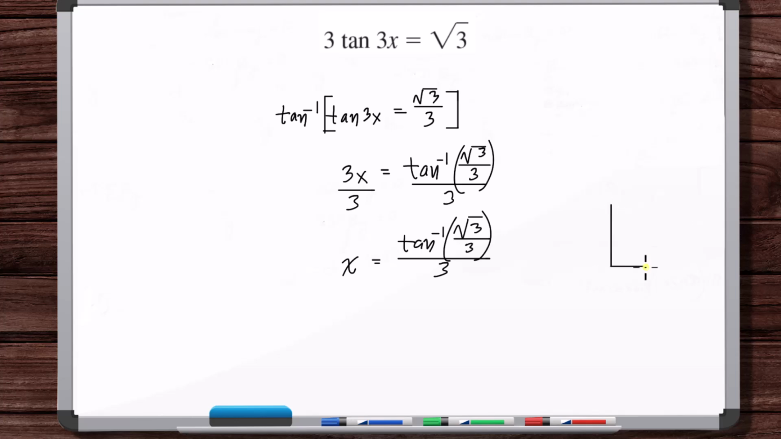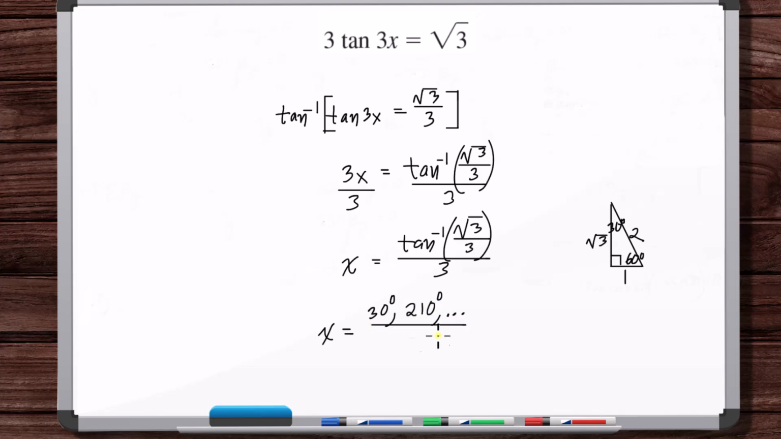So if we think about the 30, 60, 90 triangle, so 1. Okay, so tangent of 30 is 1 over root 3. So, okay, we've got 30 degrees. This is positive. Where else is tangent positive? It's positive in quadrant 3. So what angle has reference angle 30 in quadrant 3? That's 210. So there we go.